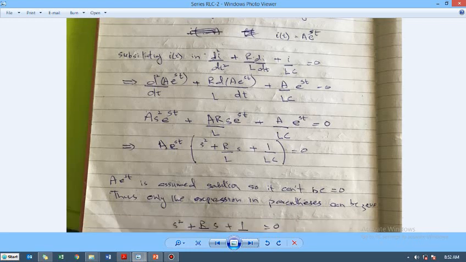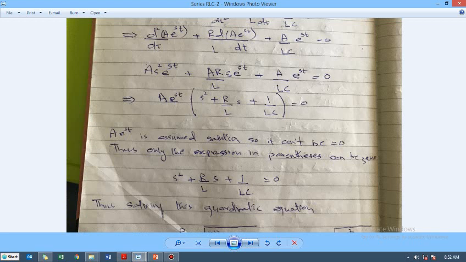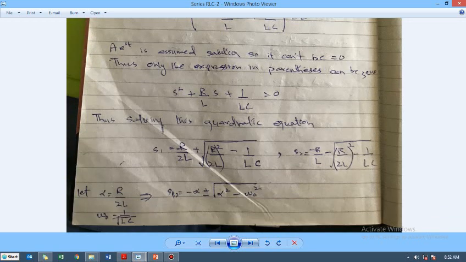The main step in finding the solution of a differential equation is to find the roots of this characteristic equation. Because A multiplied by e raised to the power st is the assumed solution, it can't be 0. So the only thing that can be 0 is this part, so we equate the characteristic equation to 0. This is a quadratic equation, as can be easily seen. The quadratic formula gives the roots s1 and s2, with a plus here and a minus here, and the same terms on both sides.